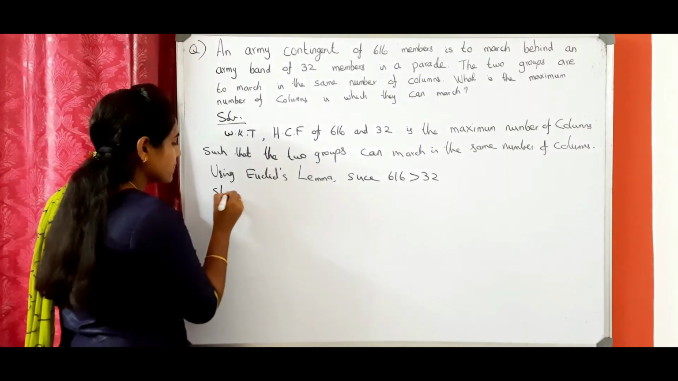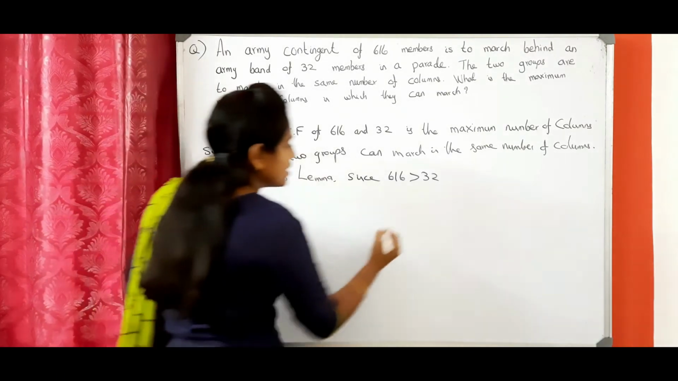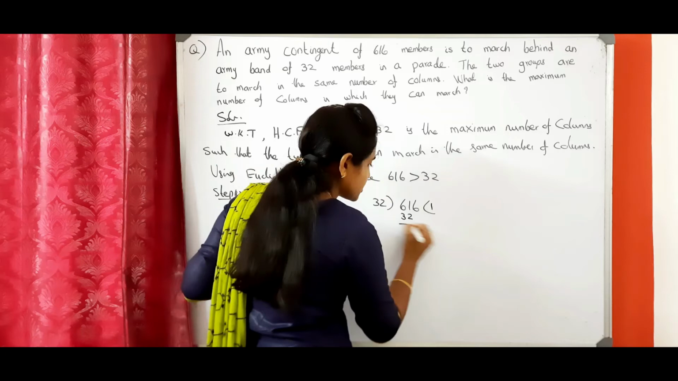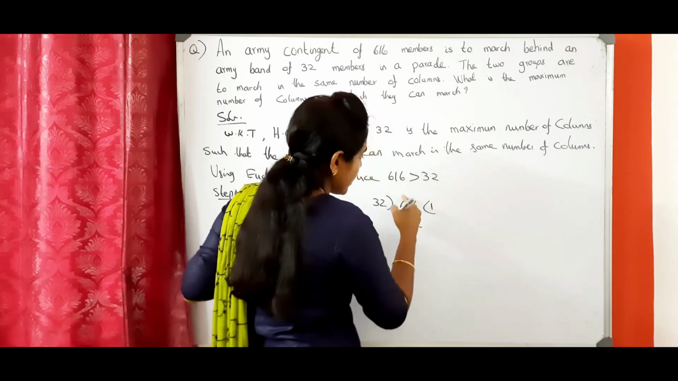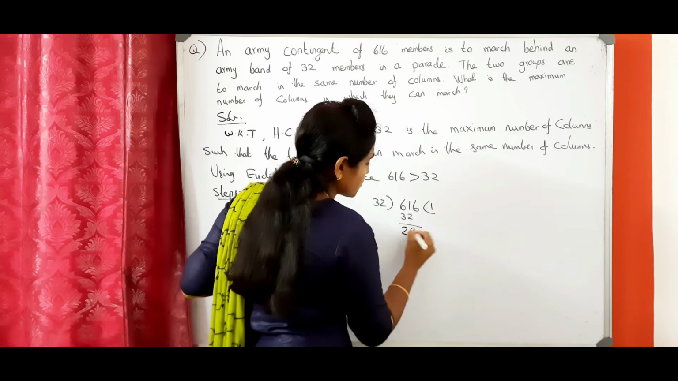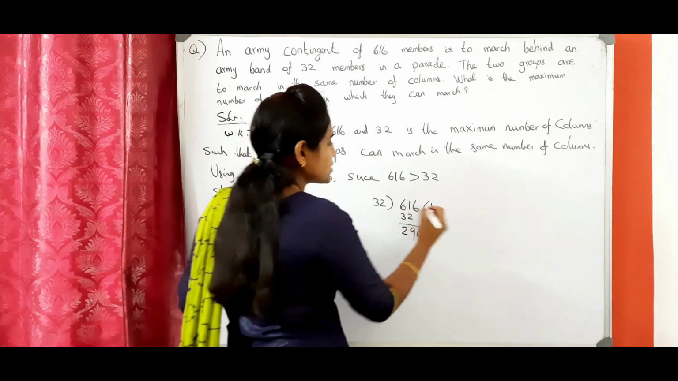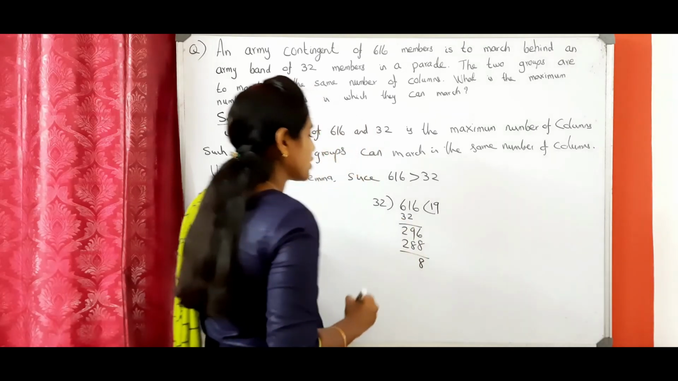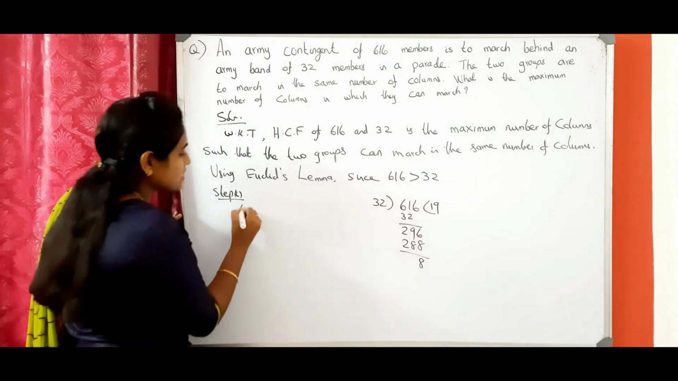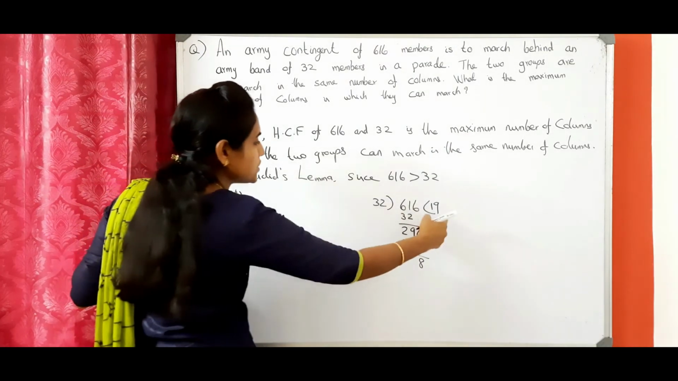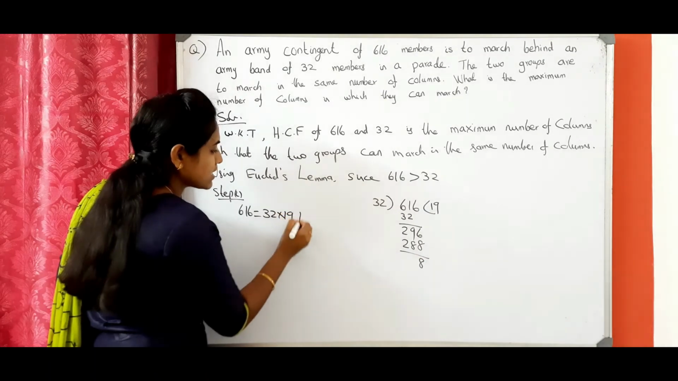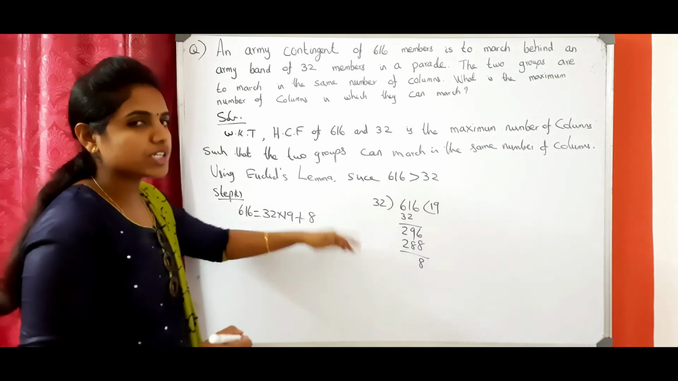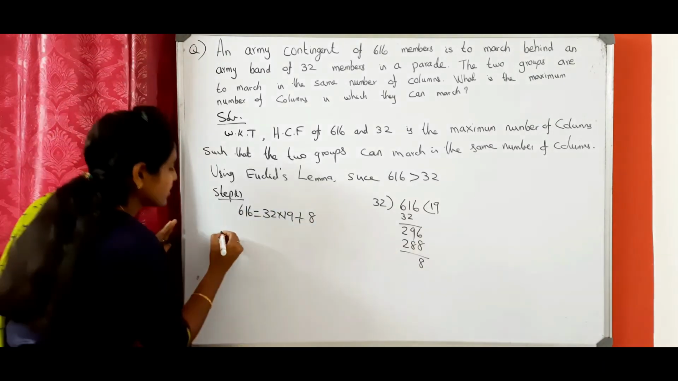Step 1. Divide 616 by 32. 32 ones are 32, then 32 nines are 288, so the remainder is 8. Then we write 616 equal to 32 into 19 plus remainder 8. Now the remainder is not equal to 0, so we need to continue the process. One more step we need to do.